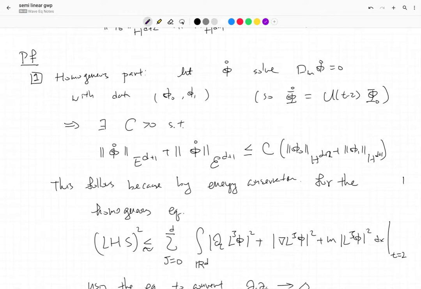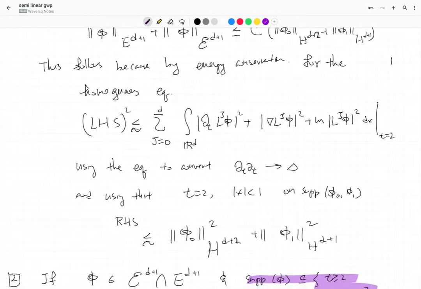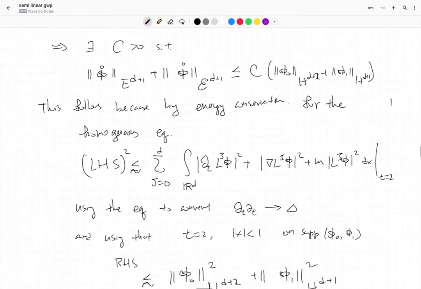The question is only what is it bounded by? My claim is that it's bounded by some constant multiplied by the H^{d+2} and H^{d+1} norm of the initial data. And this is because if you look at the energy, the energy on the right hand side is all bounded by what? By the initial energy flux governed by the solution phi ring with the number of L derivatives.